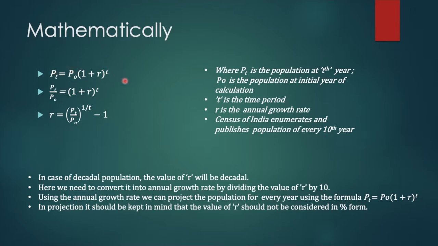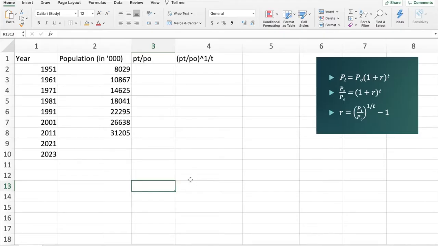We'll also try to understand these things and try to calculate this in our Excel sheet. Let's have a look. So let us look at this data set. We have the years 1951 to 2011 and we have the population data in thousands. Now we have to calculate the geometric growth rate between 1951 and 1961. So what is the formula of our growth rate? It is (Pt / P naught)^(1/T) minus 1.